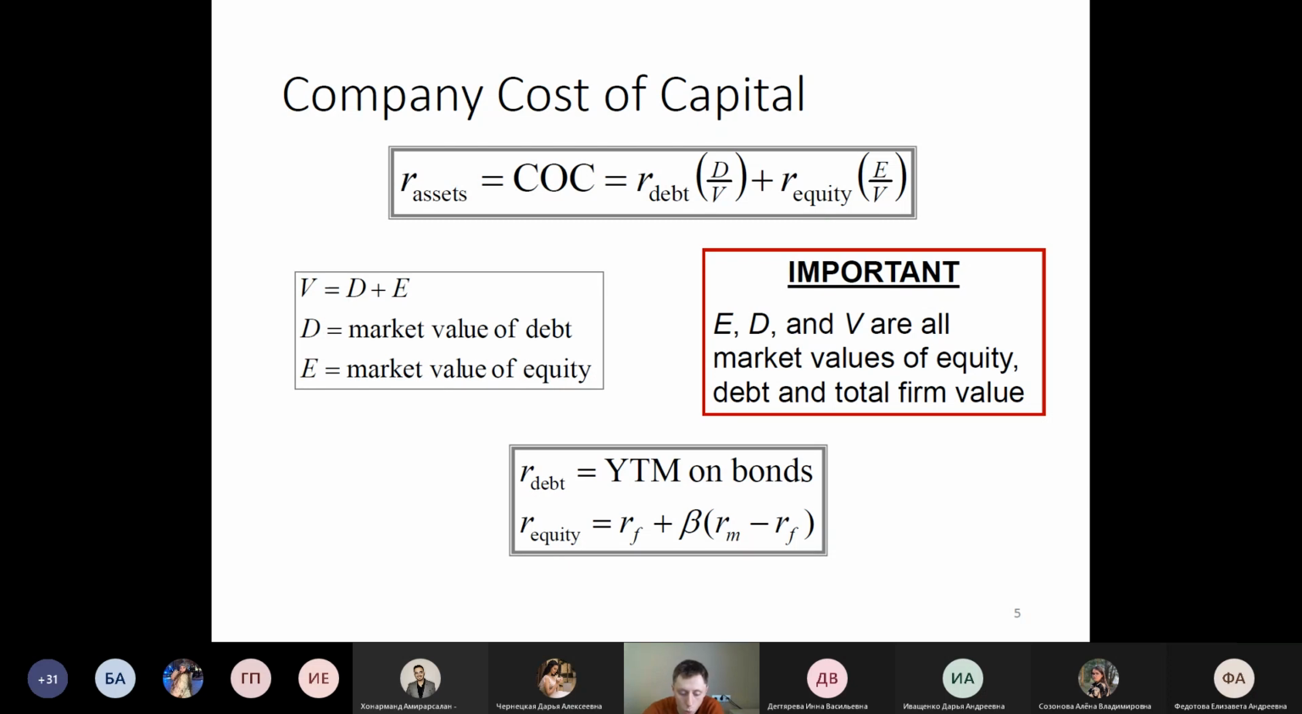Importantly, here we work with the market value of the debt and equity, not with the balance value of that. As a return on debt, we use the yield to maturity of the bonds. So the bonds are the securities that represent the debt obligation of the firm. And for the equity, return on equity, we start from the capital asset pricing model that presents the expected return for the assets of such risk.